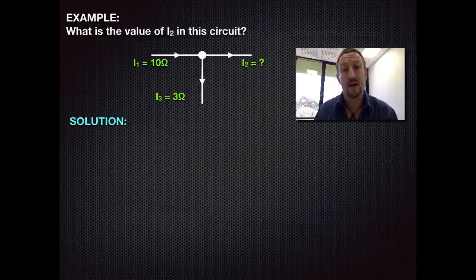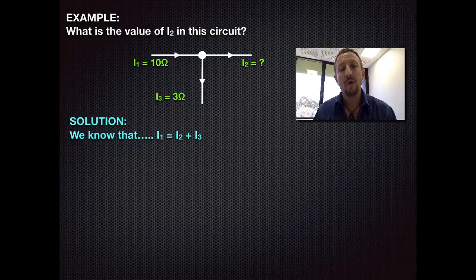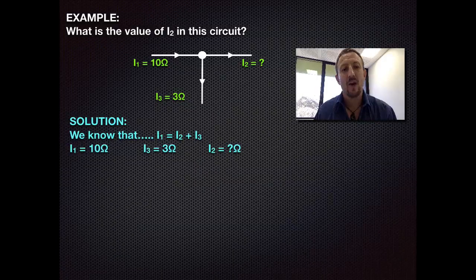So let's look at a quick example. We're going to calculate what the value is of I2 in this circuit. So all I've done is taken the junction that I showed on the previous slide. I've added values to I1 and I3, and we're going to use the algorithm to calculate I2. Now what do we know? Well, we know that I1 going in equals I2 and I3, the currents coming out. So I know what I1 is, it's 10 ohms. I know that I3 is 3 ohms, and I know that I2 is something I've got to find.